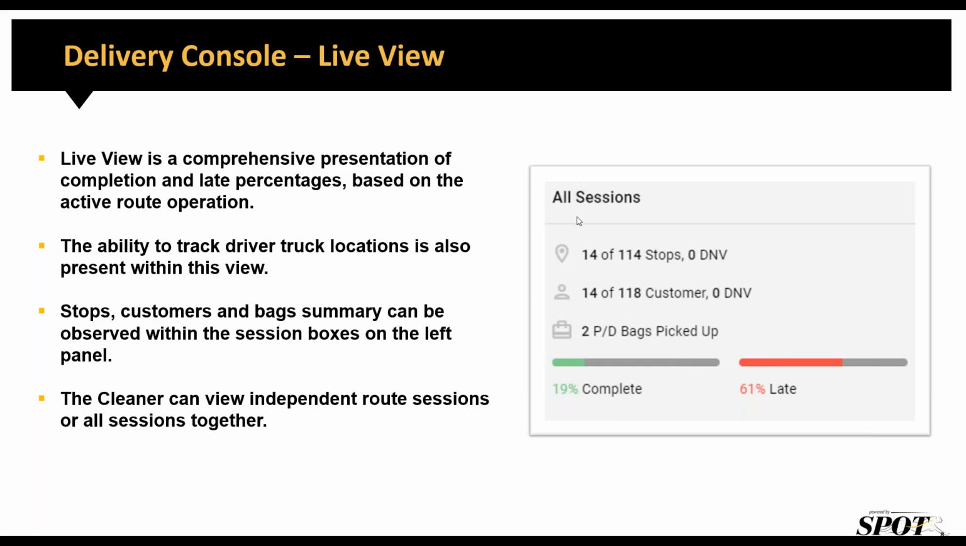Right now we have all sessions selected, which is giving us a total of all the routes that we have currently running, and it combines them and tallies them up. Like we can see here, we have 14 out of 114 stops total. 0 did not deliver. 14 out of 118 customer stops. 2 bags have been picked up, and our percentage of completion is 19% out of 100, and our late percentage is 61% out of 100. You can view either all sessions together like this, or you can view each individual session for each one of the routes that are operating out there right now.